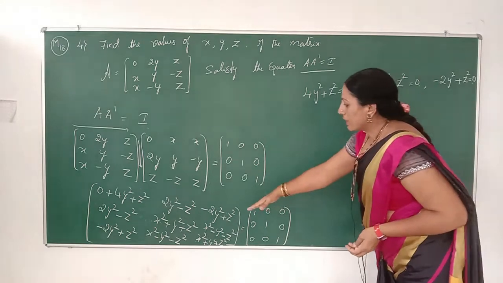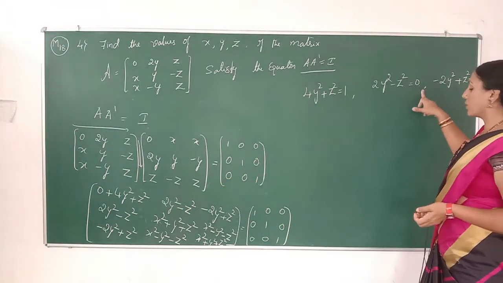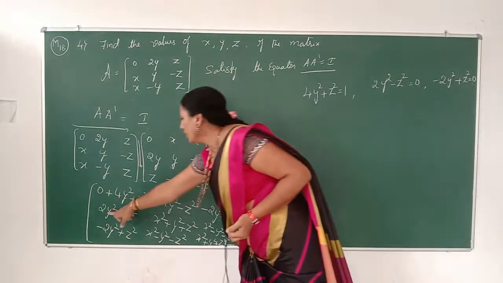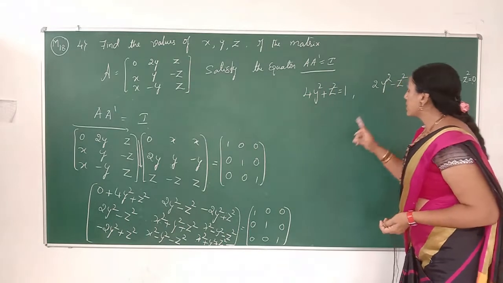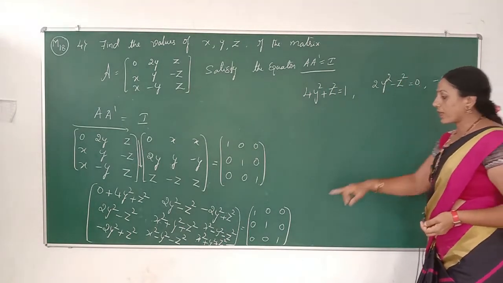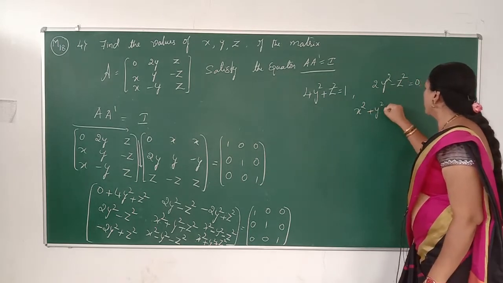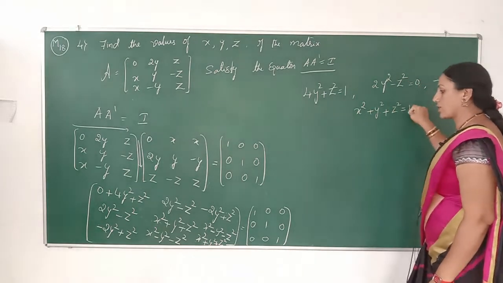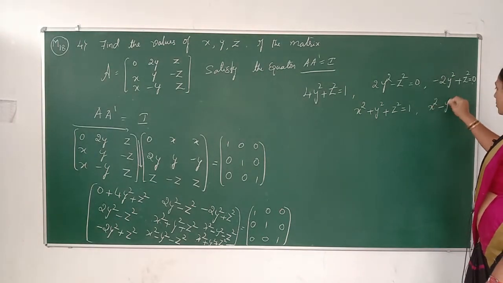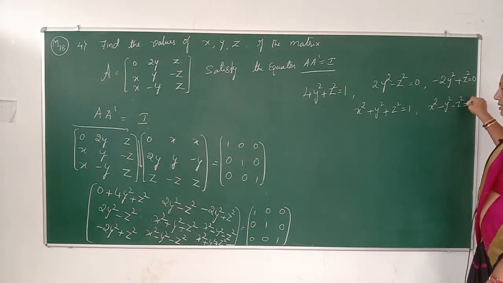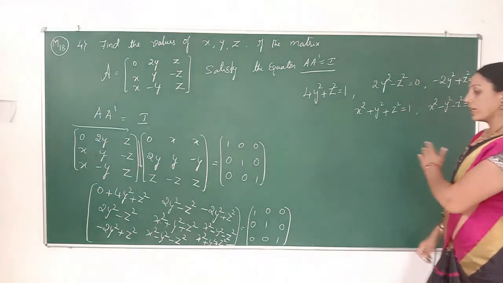Now similarly we will compare the second row: 2y square minus z square equal to 0 for the second equation. And the second one is x square plus y square plus z square is equal to 1. And the third element is x square minus y square minus z square is equal to 0. So like this, the third row elements are also equated with each other.